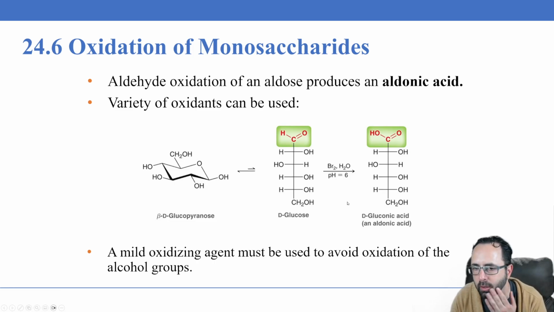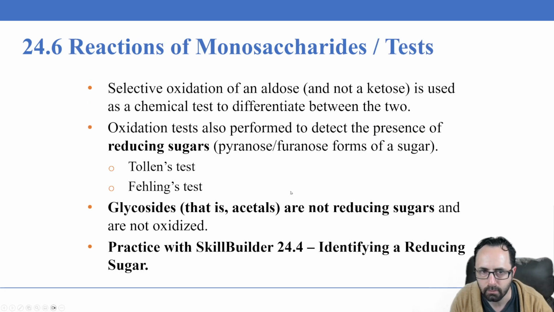So we're not going to be using KMnO4 here or chromic acid or sodium dichromate. We're going to use bromine and water as a soft oxidizing agent. So this gives a selective oxidation of the aldose. This doesn't work for ketoses, and it's used as a chemical test to differentiate between the two.